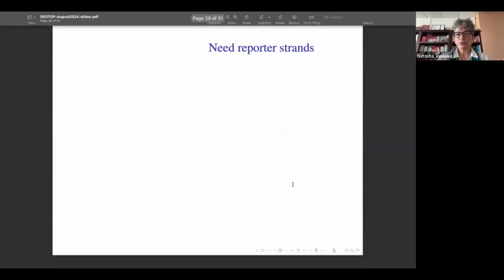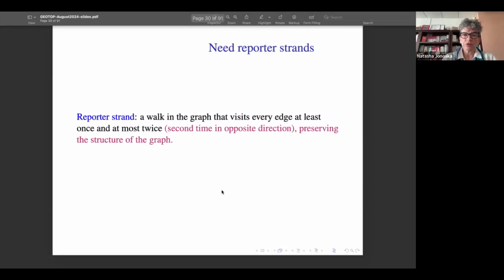So that brought us to when you design these structures, you want to have something that will traverse the structure and show that the structure exists. So we need reporter strands. These reporter strands have the following property. I want to walk in the graph that visits every edge at least once, and at most twice. But when I visit the edge the second time, it has to go in the opposite direction, because that's how the DNA works. And I have to preserve the structure of the graph.